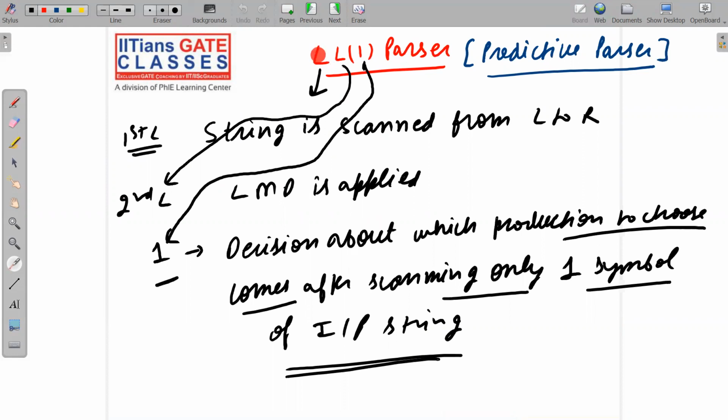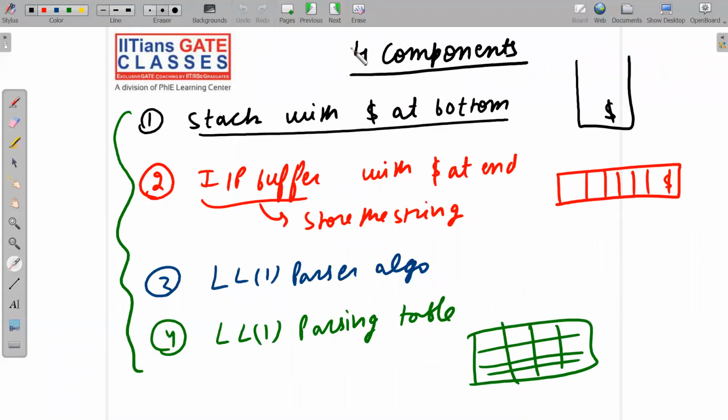So LL1 parser, the first L means string is scanned from left to right. Second L means leftmost derivation is applied. And one means decision about which production to choose comes after scanning only one symbol of the input string. You just have to scan only one symbol of input string and you are able to decide which production to choose. That's why it is known as predictive parser, because we are able to predict very well which production to choose. It's a type of top-down parser, na? And in top-down parser, our main decision was which production to choose.